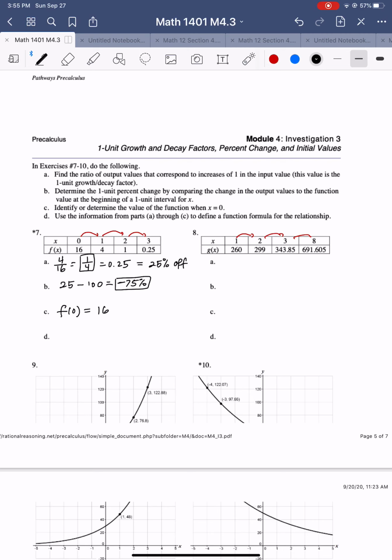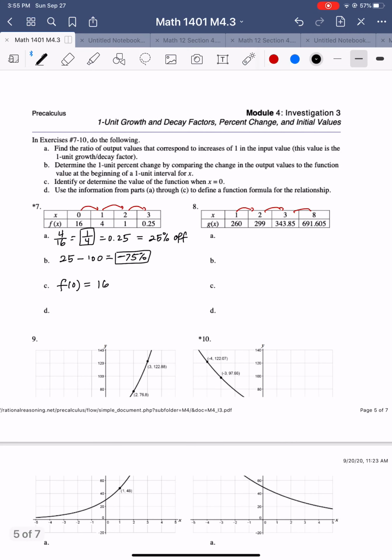And then D, use information from parts A through C to define the formula. So the formula for the exponential function is, as I said, A times B to the x power, right? A is the initial value, and B is the remaining rate, right? So f of x, initial is 16 times, and then the staying rate, okay, which is this is the staying rate, okay? So I put 0.25, which is 1/4, to the x power. You can also say 16 times 0.25 to the x power. Either way is fine.